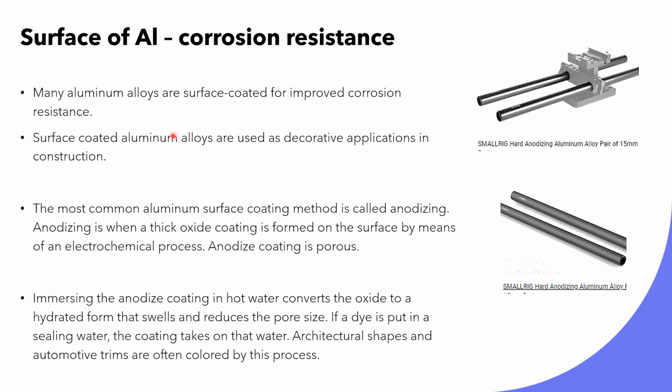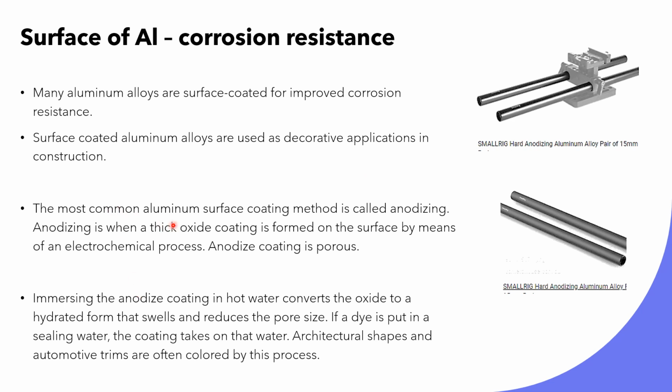When you take a look at many aluminum alloys, most of them are surface coated, and that's for corrosion resistance. We want to increase their corrosion resistance. So surface coated aluminum alloys are used in decorative applications, in construction. They aren't used for strength, but for decorative applications.